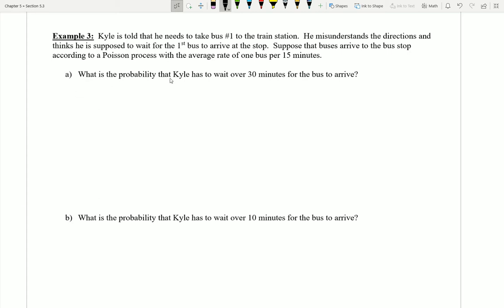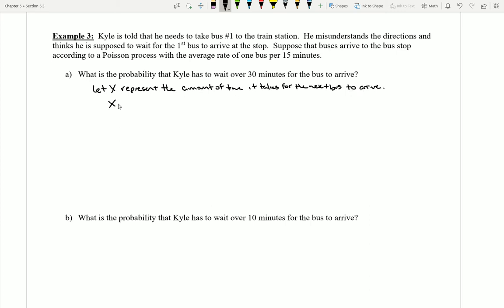Well, notice again in the question, I'm interested in trying to figure out a certain amount of time that I'm going to have to wait. So I can see here that maybe right off the bat, I can define my random variable, x, to represent the amount of time it takes for the next bus to arrive.